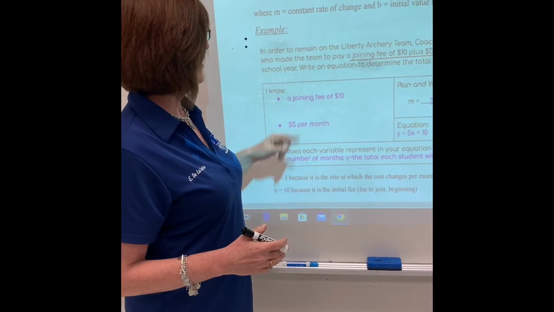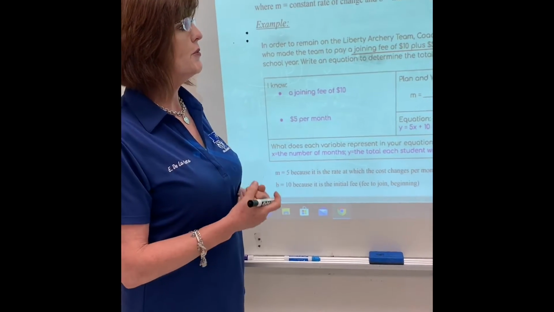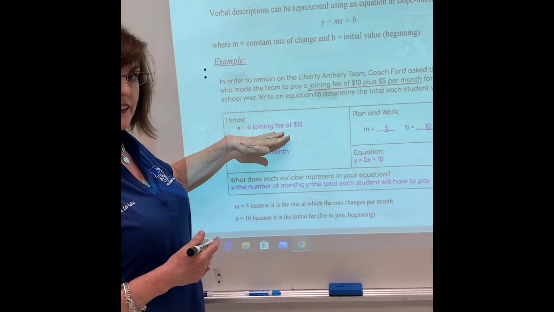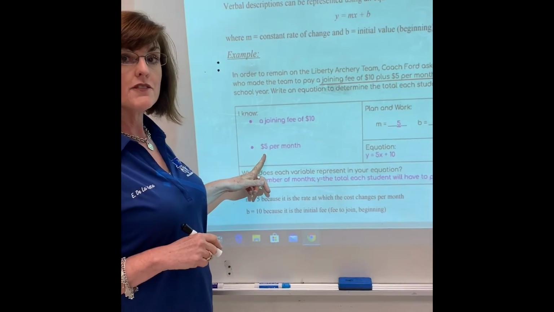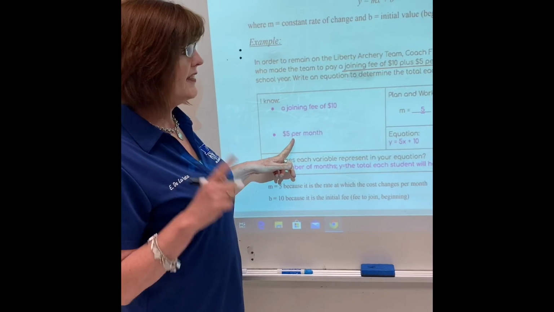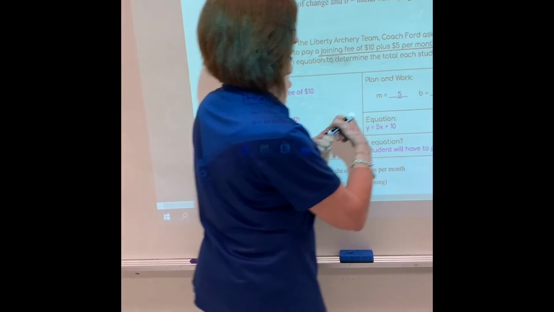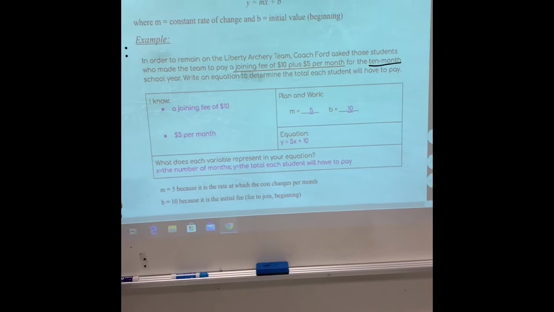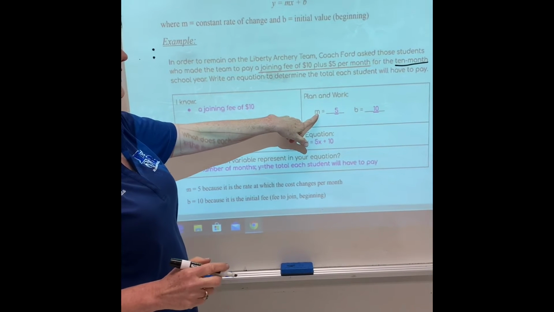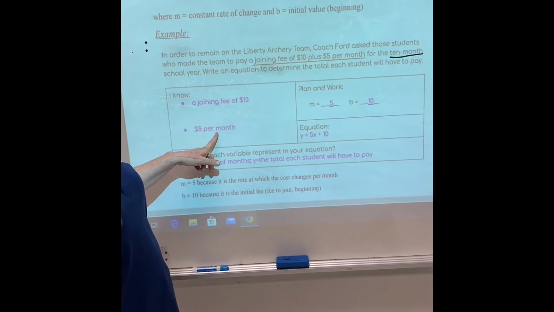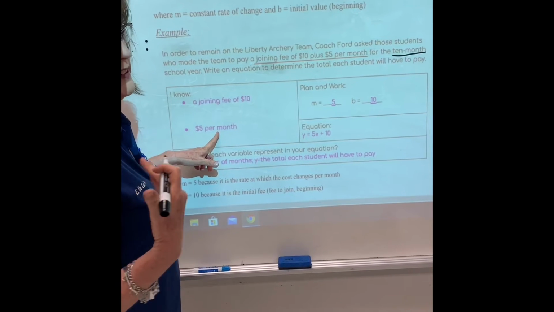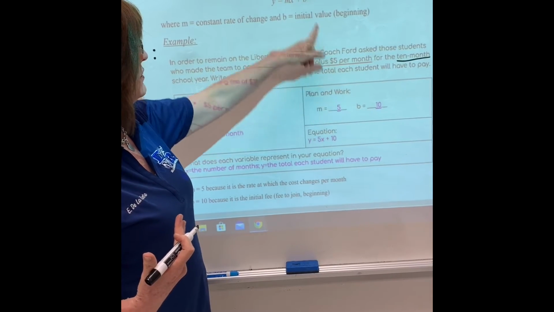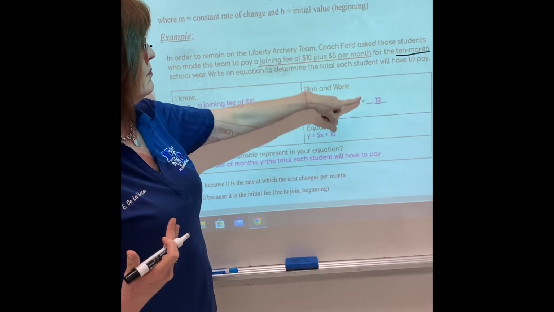So I keep reading. Write an equation to determine the total each student will have to pay. So I know that I've got a joining fee of 10. That's a one-time fee. I know that I have $5 per month, and they told me that there were 10 months. So let's go ahead and underline that too, because that's important. So I come over here and I look back at my equation and I see that the per month, this is the one that keeps changing because depending on the number of months, it's going to change the total. And it's going to be M is going to be over here with the 5. The initial fee B is the 10.